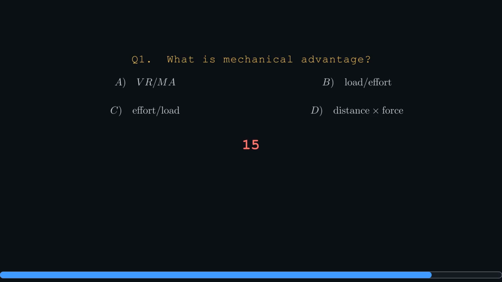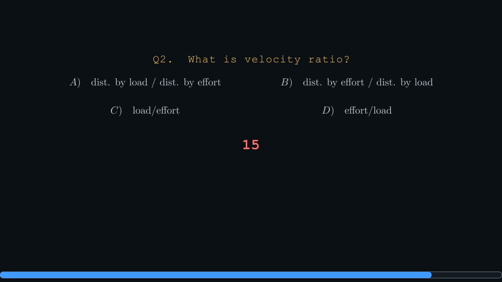Question 1. What is mechanical advantage? The answer is B, load divided by effort. Question 2. What is velocity ratio? The answer is B, distance moved by effort over distance moved by load.